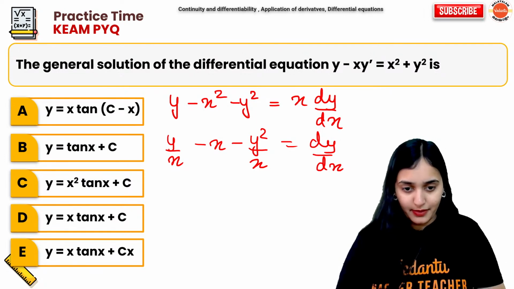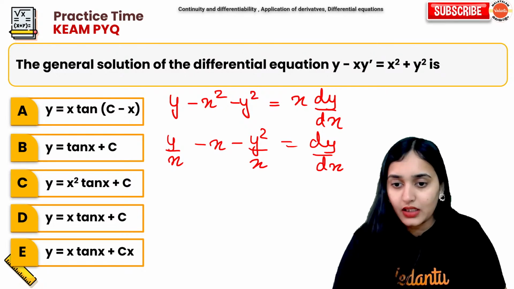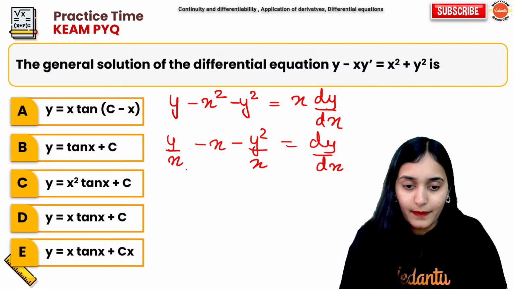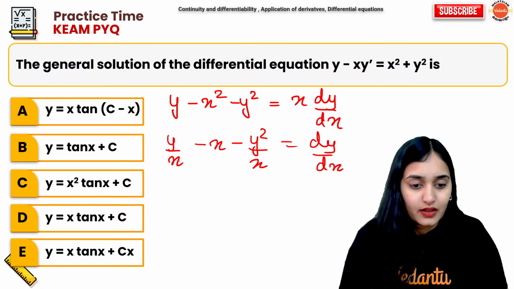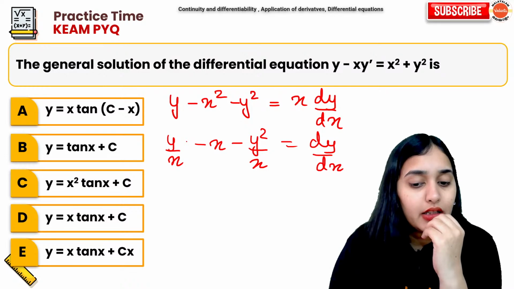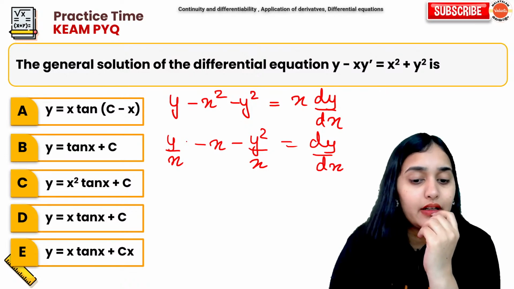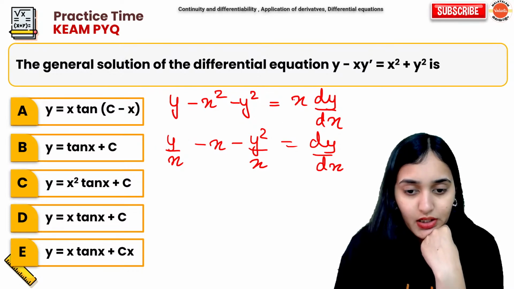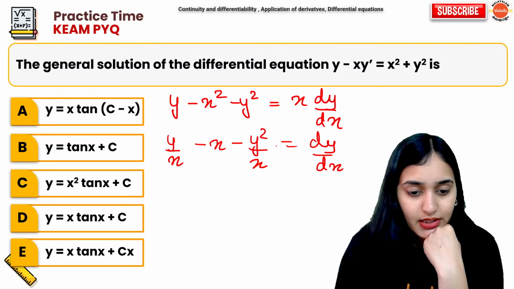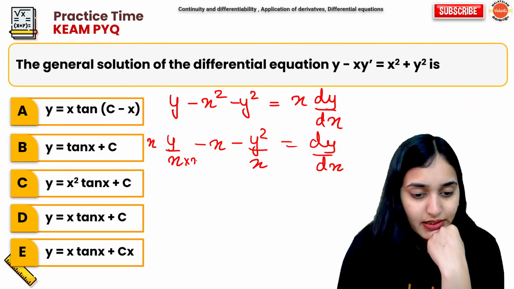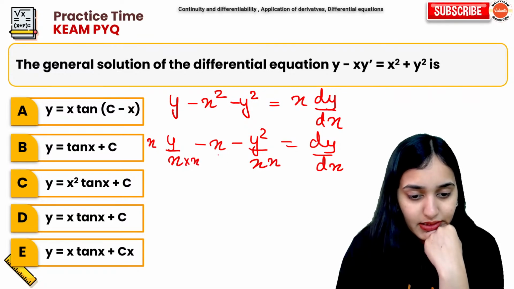Even if we put y by x as t, we will not get it. Or maybe we can divide it by x square. Can we divide it by x square? Again, we will get, yeah, we have to divide it by x square. So what we can do is multiply it by x and divide it by x.